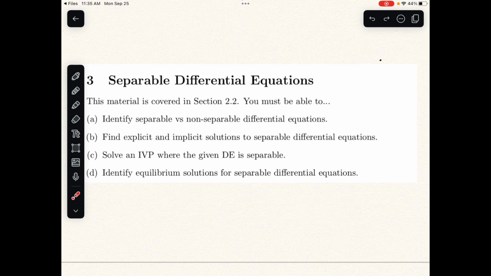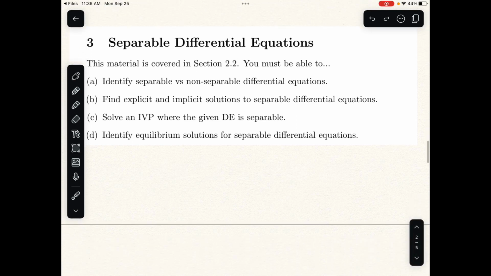Solving IVPs for separable DEs. So if I give you something that is separable, you should be able to solve it and also figure out, if there's a constant in the problem, you should be able to figure out with your initial condition what that constant is. And you should be able to identify equilibrium solutions for given differential equations.